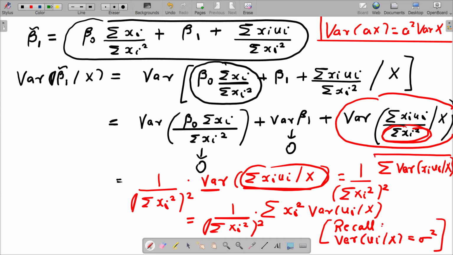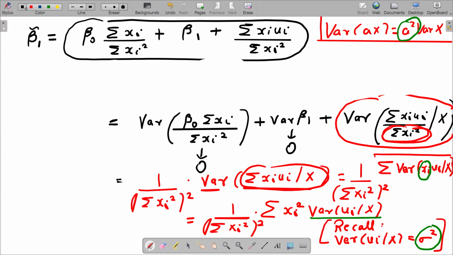Remember, this xi is a constant. It comes out again of the variance. It comes out as xi square because of a square. So xi square times variance of ui conditional on x, and variance of ui conditional on x is equal to sigma square.